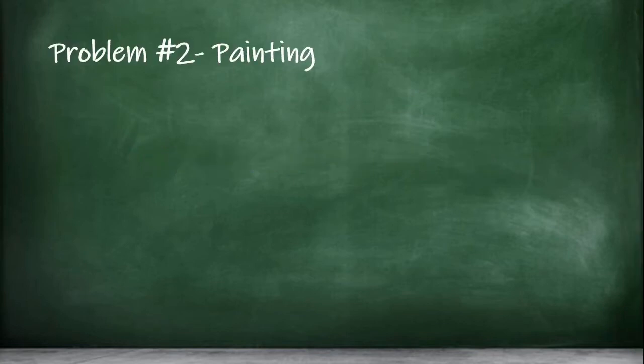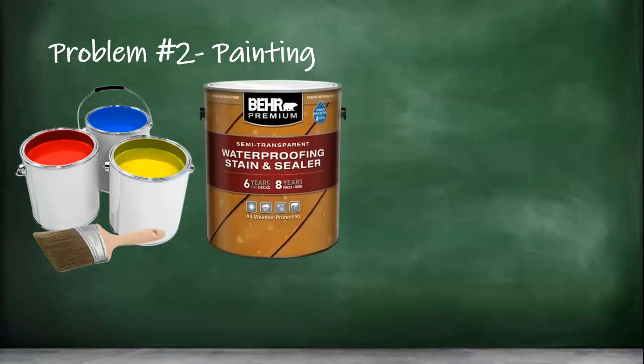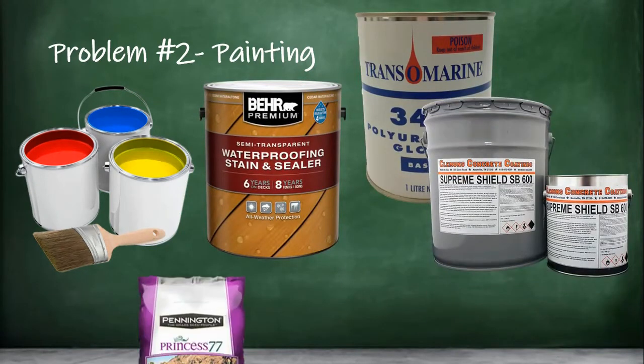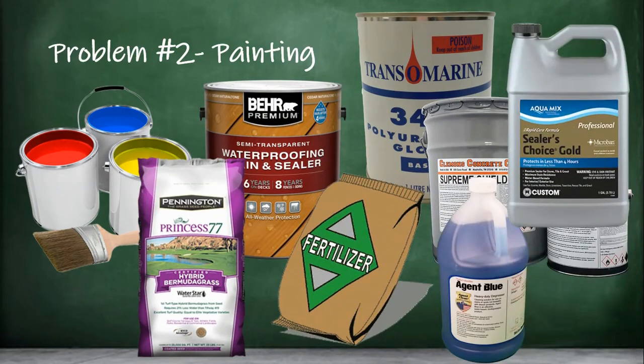Another situation that requires some surface area calculations is when we estimate how much paint we need to cover a surface. And not just paint, but all kinds of other finishing products are sold by how much surface area they can cover. Things like stain, polyurethane, driveway sealer, grass seed, fertilizer, cleaning solvent, floor sealer, and countless other products are purchased based on how much surface area you need to cover.